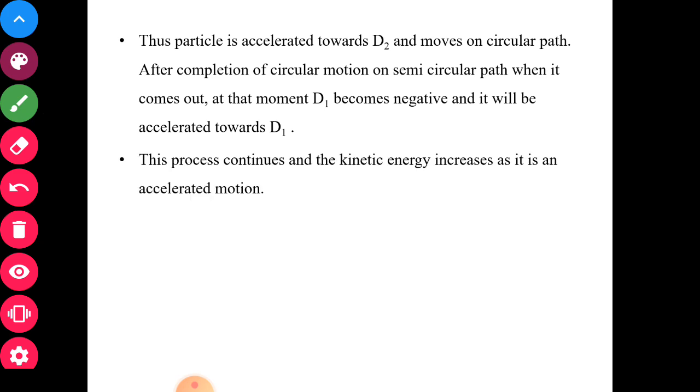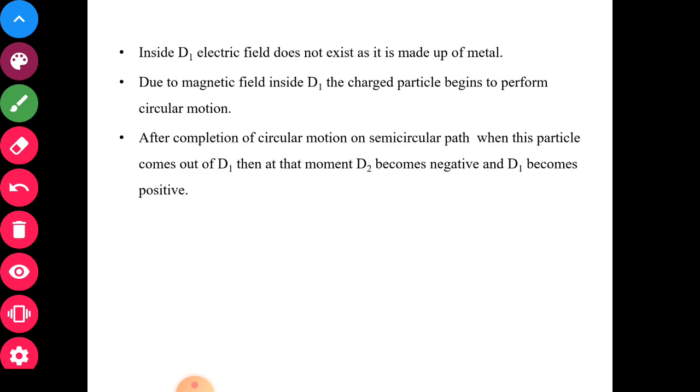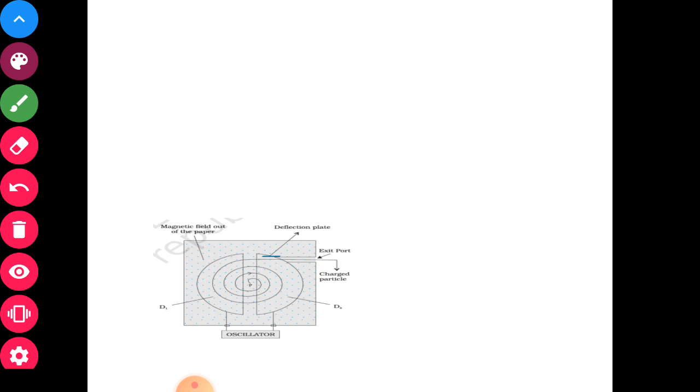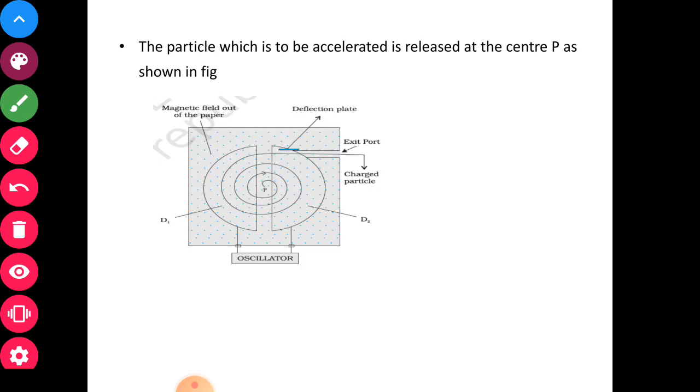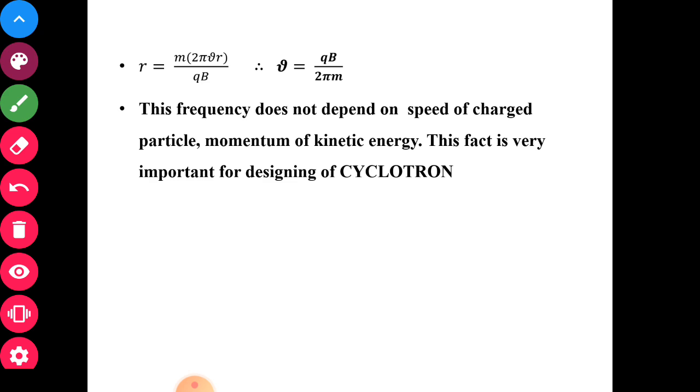This process continues and kinetic energy increases as it is in accelerated motion. Its speed continuously increases. Simultaneously, the radius of the circular path also increases. Okay, as speed increases, radius increases. Now try to understand how this happens.